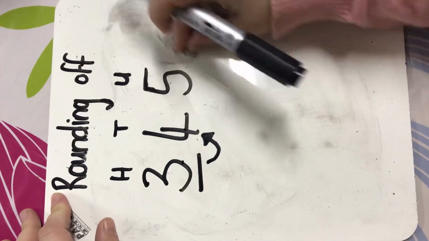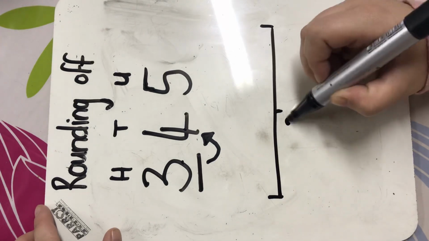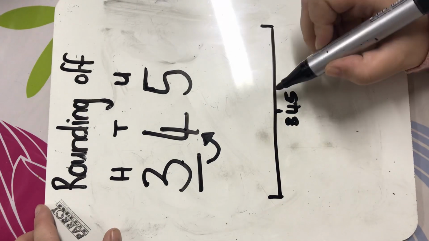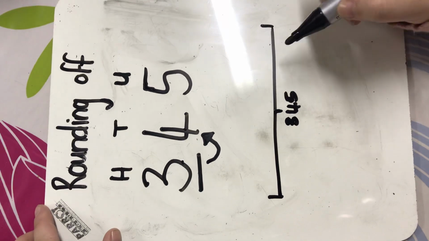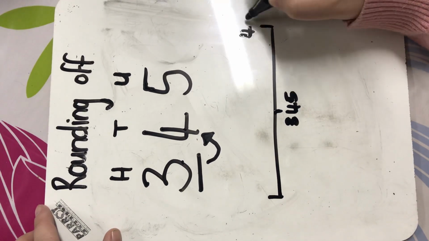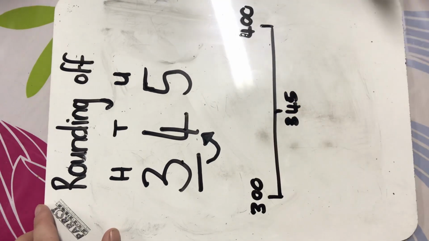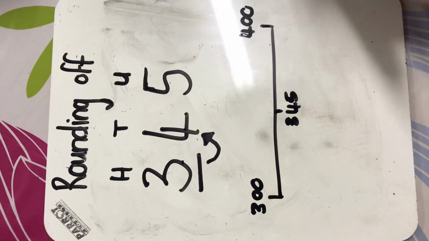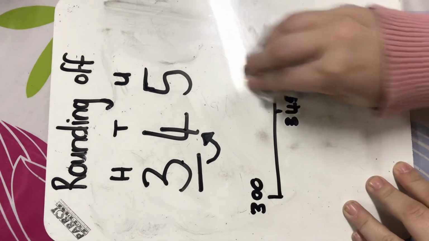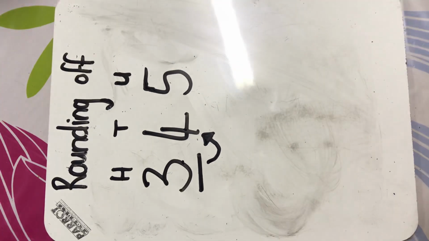Let me quickly show you that. If you had to look at this number on a number line, let's say this is 345. Then you could count on 350, 355, whatever, or 346. But eventually you are going to come to 400 and you are going to realize you were at 300. So that's why those two are our only options. All right? So the 3 will either stay a 3 or it will become a 4.